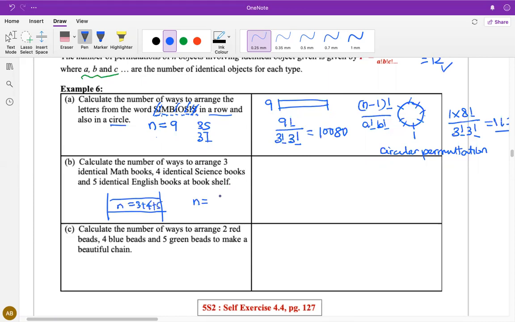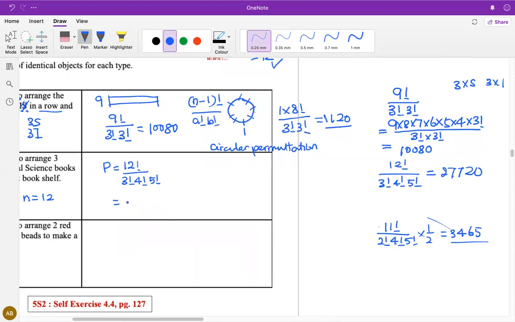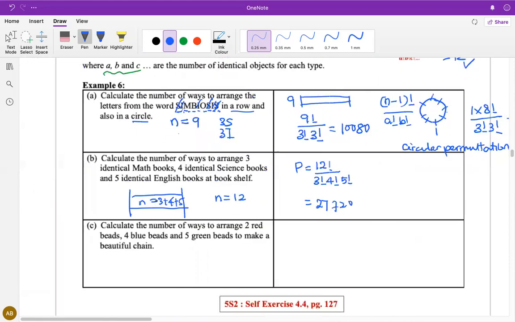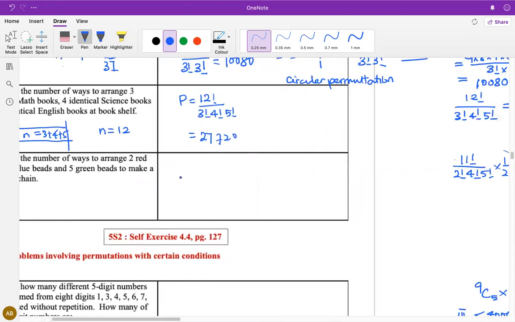Okay, all right, so n is 3 plus 4 plus 5. So n will be 7 plus 5, 12. So we are using line permutation. 12 factorial divided by 3 factorial divided by 4 factorial and then 5 factorial. Okay, so if you use a calculator, you should get 27,720 ways. Then C, calculate the number of ways to arrange 2 red beads and 4 blue beads and 5 green beads to make a beautiful chain.